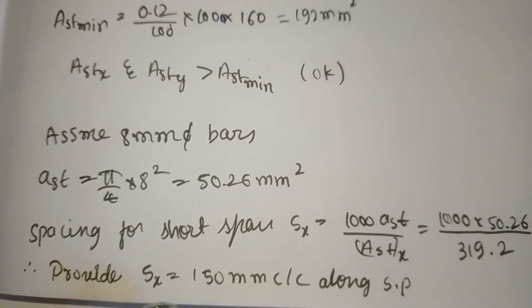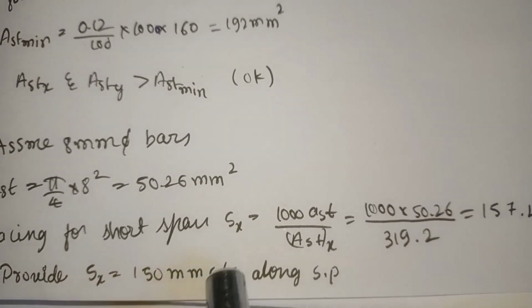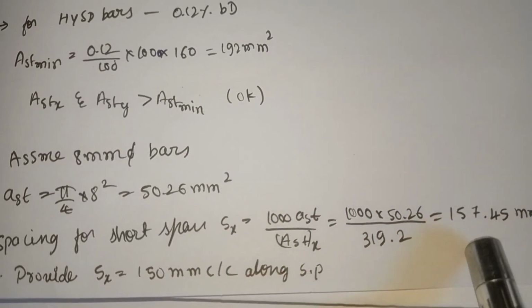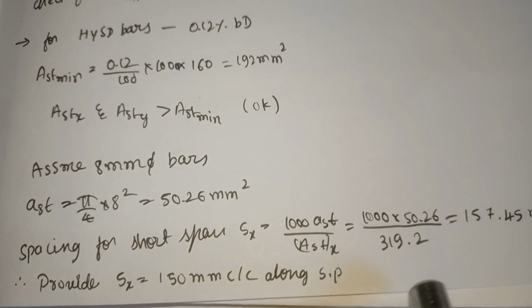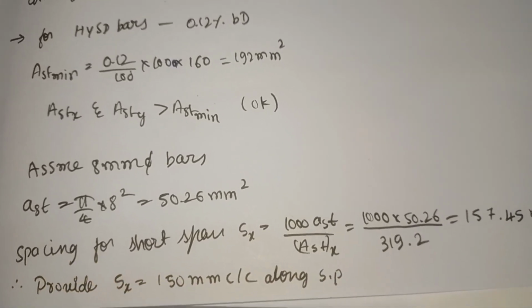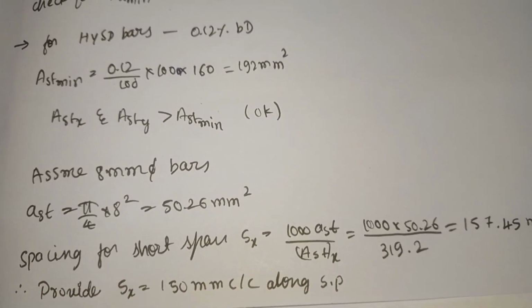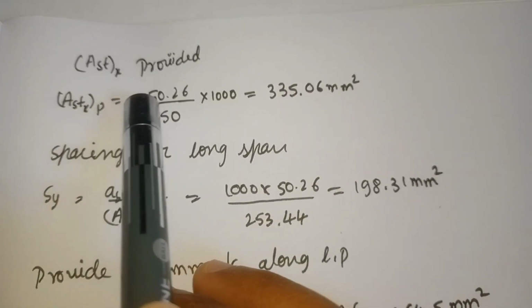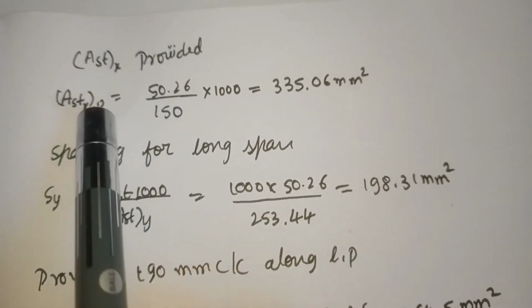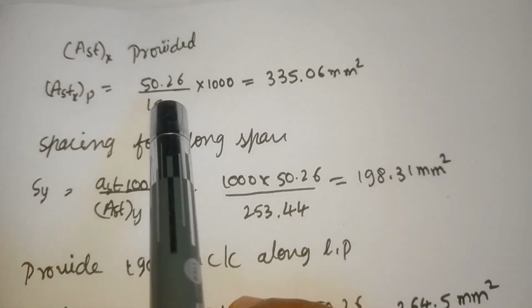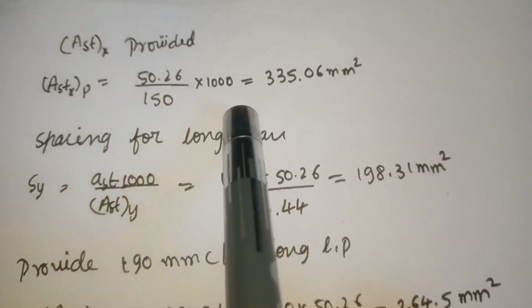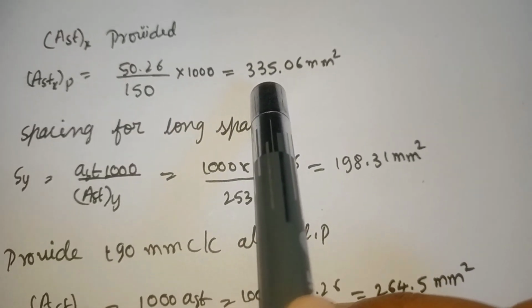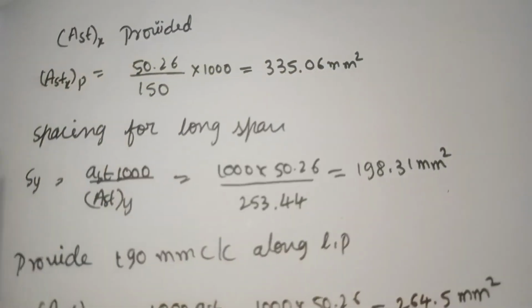So that's why provide spacing is equal to 150 mm center to center along shorter span. So I am reducing 157 to 150 mm. Why I am reducing spacing, I have clearly told in my previous video. You can go for that. So now AST provided. AST provided is equal to the area which we have calculated divided by spacing into 1000. So substitute all the value, it will come out as 335.06 mm square is the AST provided.